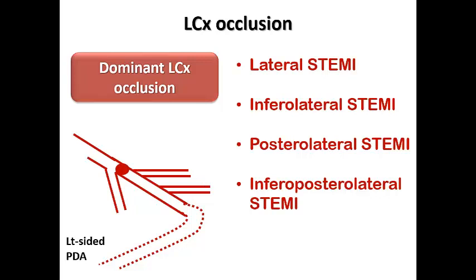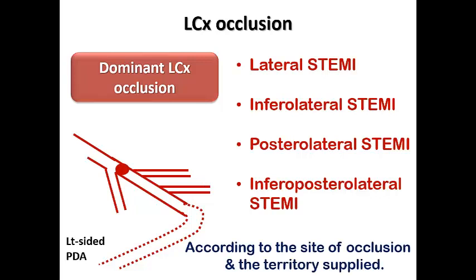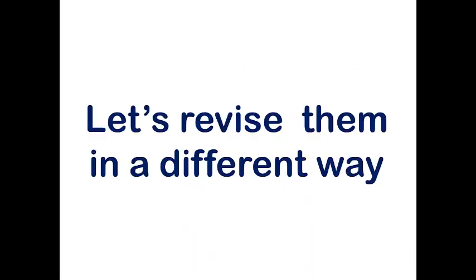Of course, dominant LCX occlusion results in a large magnitude of infarction, and this depends on the site of occlusion and the territory supplied by the dominant LCX, and according to this, which one of them would appear in the ECG. Now let's revise them in a different and clinically applied way, the same way that we have performed in the lecture of anterior STEMI.